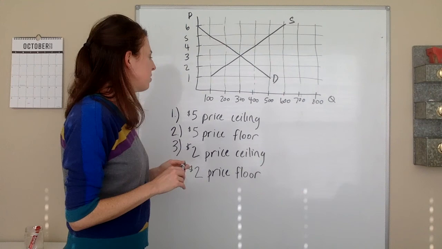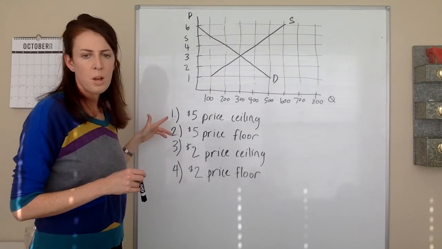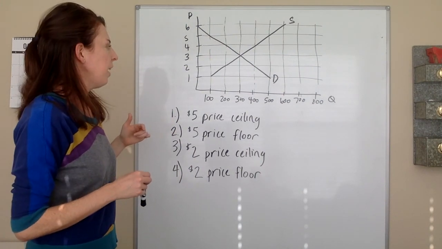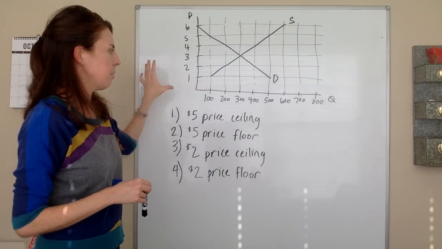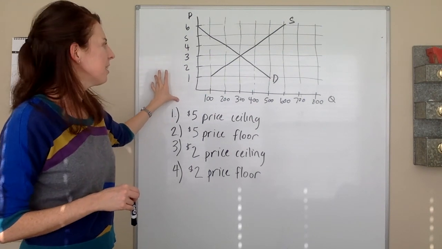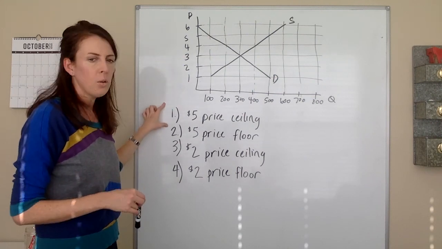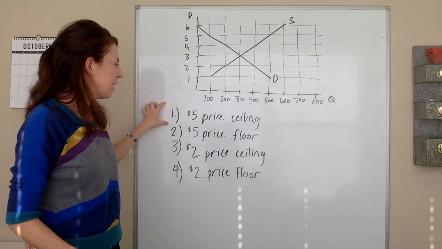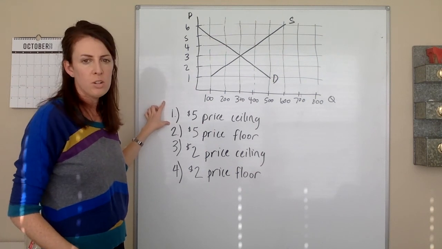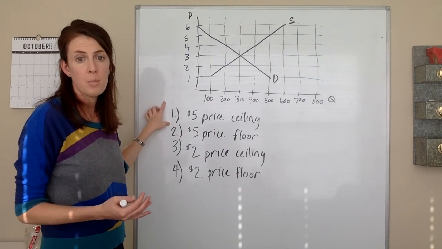The exercise today is going to be to think about how different types of policies would affect a market. So what I have is a market that I've carefully drawn with coordinates. And so the first question is, I want you to think about what would happen if the government sets a price ceiling of $5? And the question is just what would happen in the market.